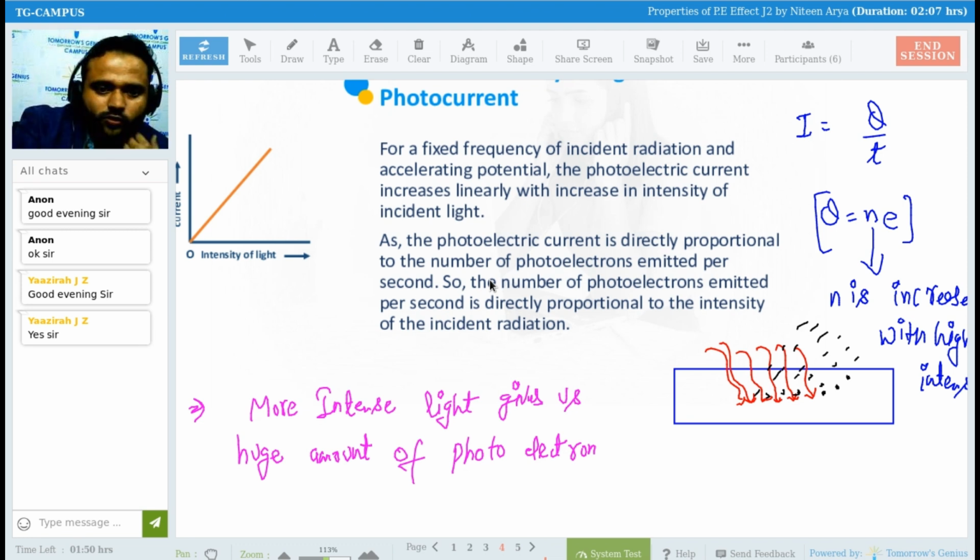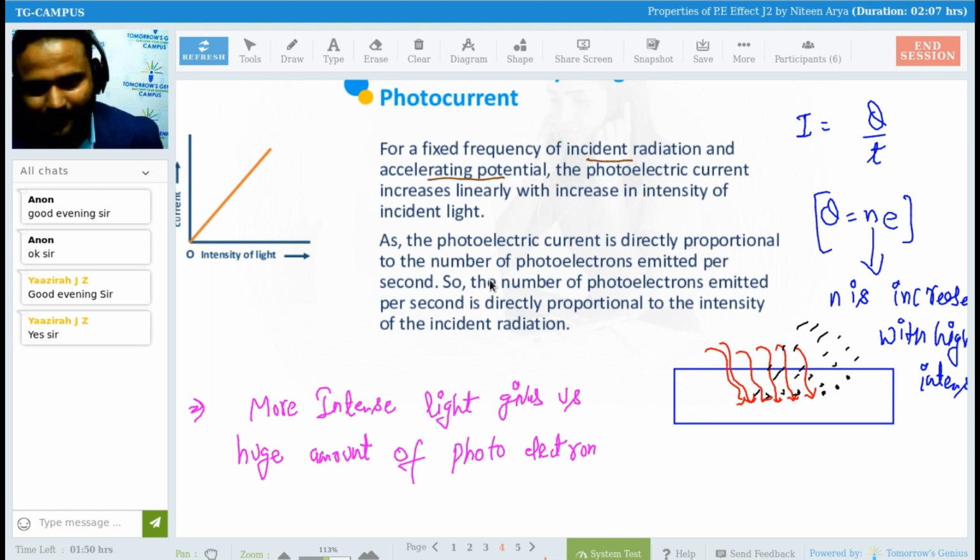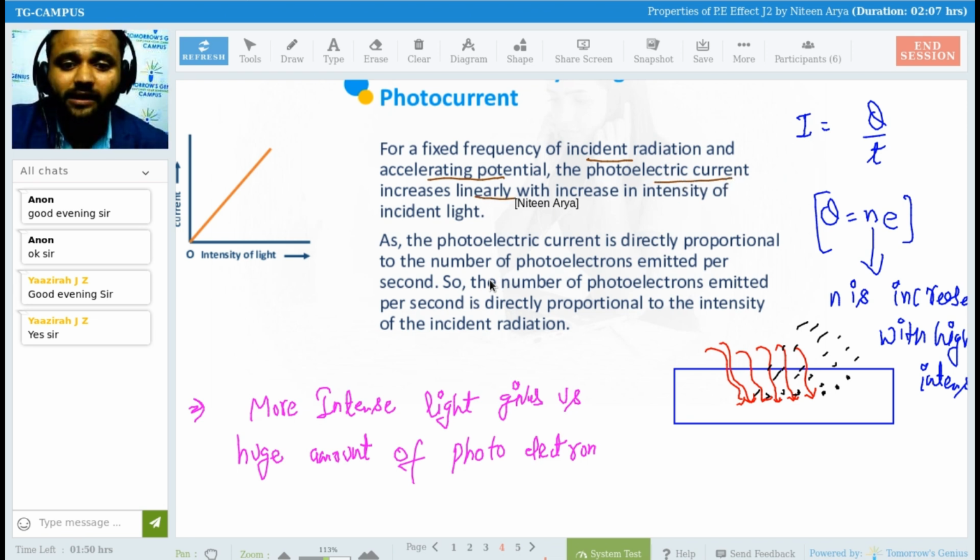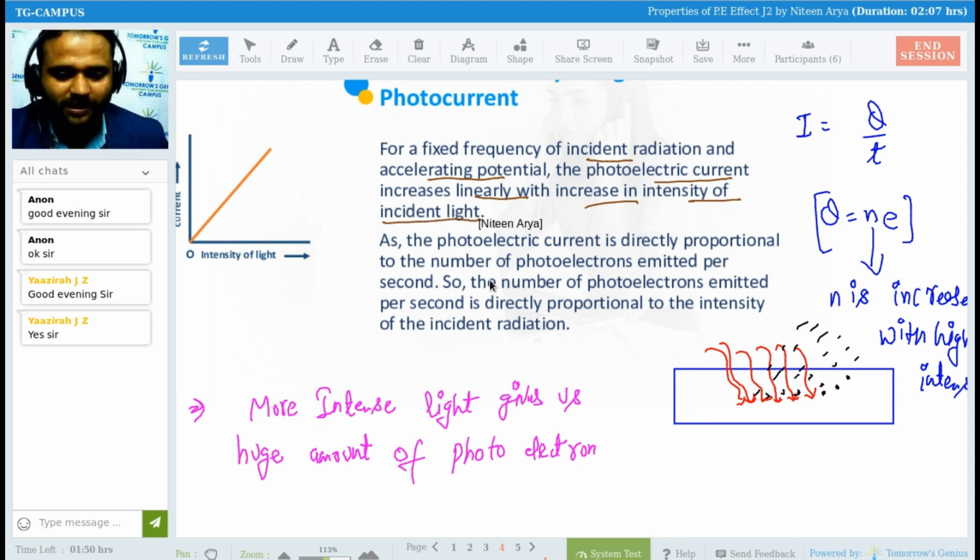And if we have a larger number of electrons, then this intensity is going to be directly related. So for a fixed frequency, and what is a fixed frequency? Fixed frequency is that particular frequency which is a threshold frequency. For a fixed frequency of incident radiation and accelerating potential, means the two things are going to be fixed, frequency and accelerating potential, the photoelectric current increases linearly with the increase in the intensity of incident light.